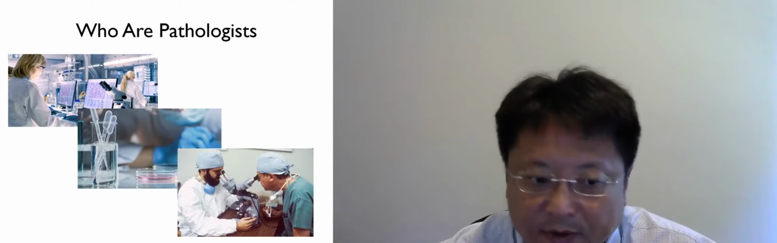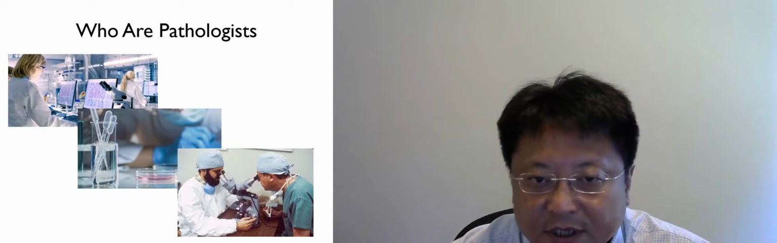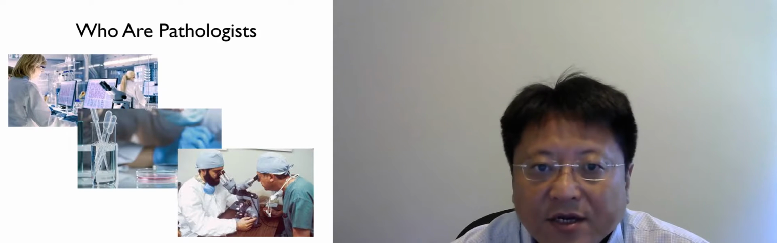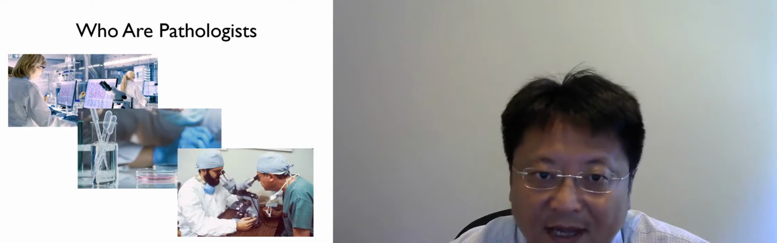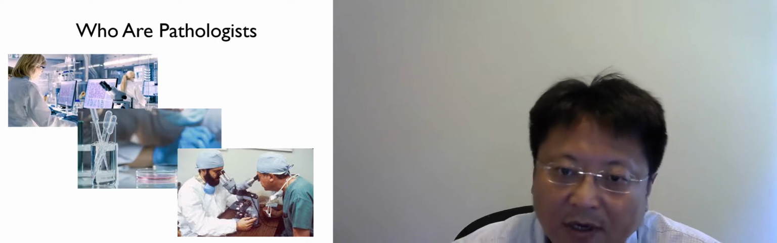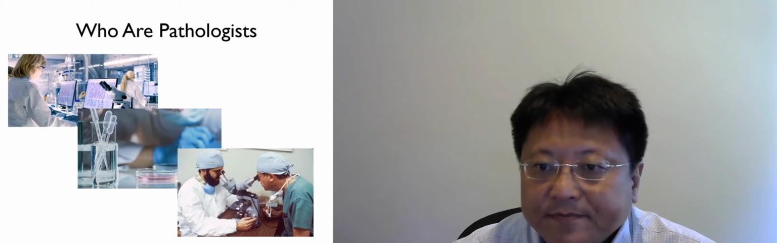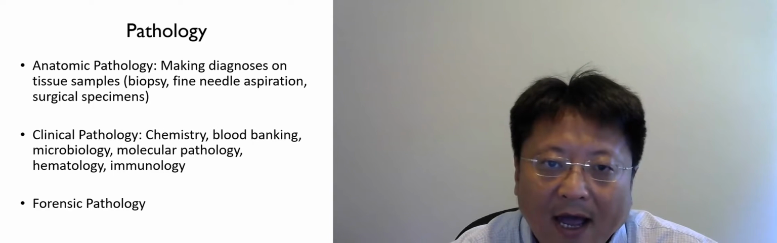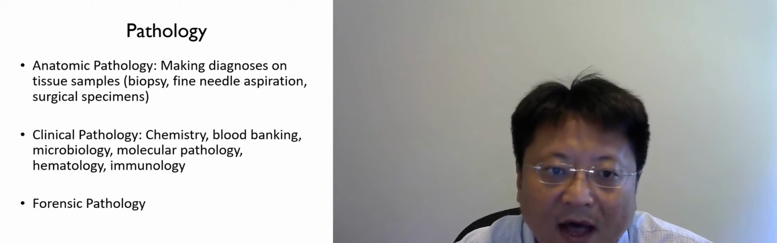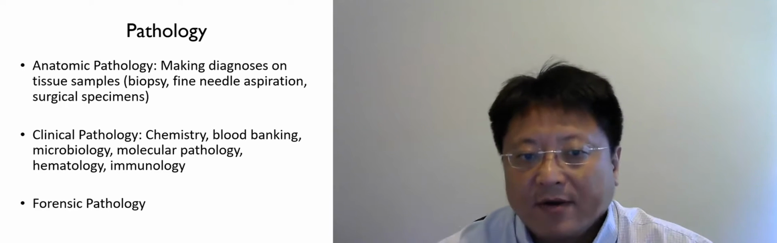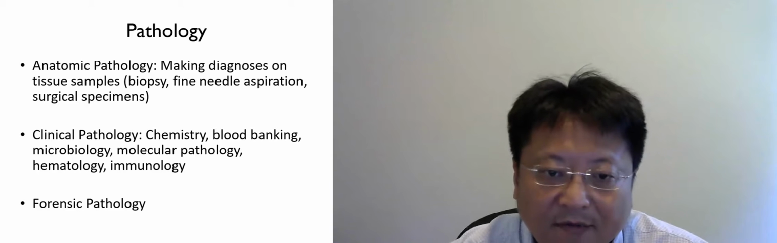You're very familiar with your family physician, ER doctor, surgeon, but who are pathologists? Pathologists are the physicians doing all the testing in the laboratory, bacteria or viral culture, and tissue diagnosis. Pathology generally has three categories: anatomic pathology, clinical pathology, and forensic pathology. You're probably very familiar with forensic pathology from the TV shows.